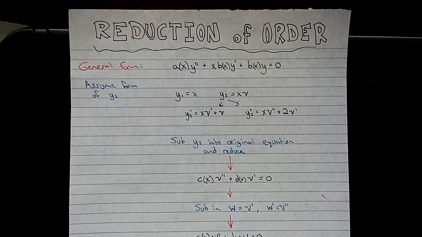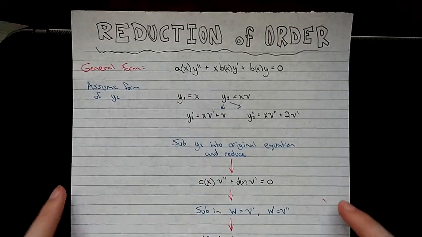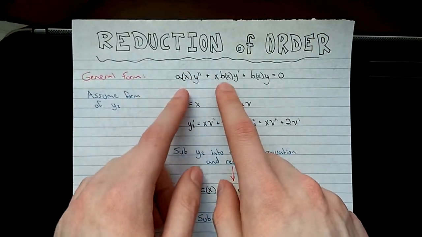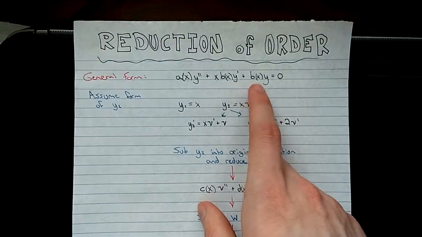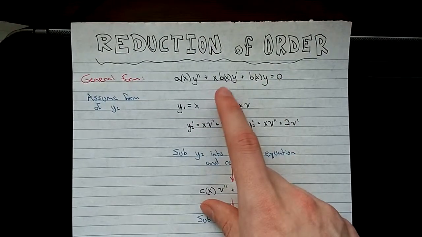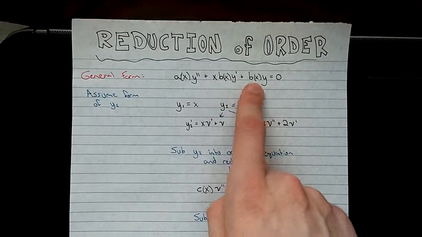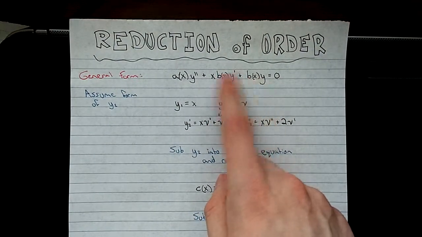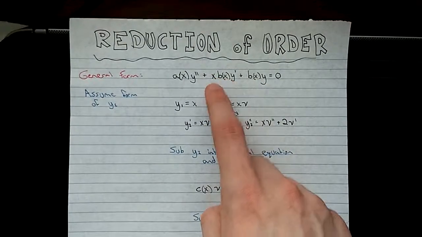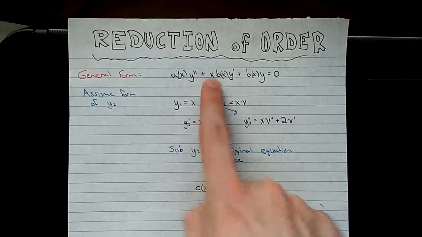Today we're doing reduction of order. So you're going to start off with the general form, a(x) y double prime plus x b(x) y prime plus b(x) y equals 0, always 0. The key thing to note here is you have two b(x)'s, so you have the same thing in front of the y prime and the y, except the y prime is multiplied by x as well.